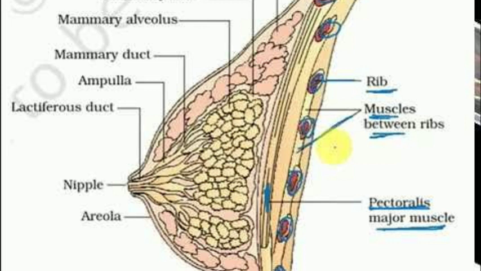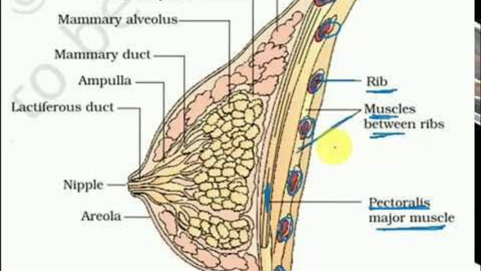The glandular tissue of each breast is composed of 15 to 20 mammary lobes containing clusters of cells called alveoli.